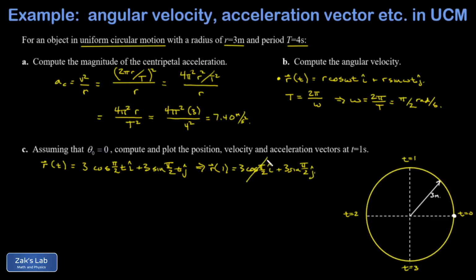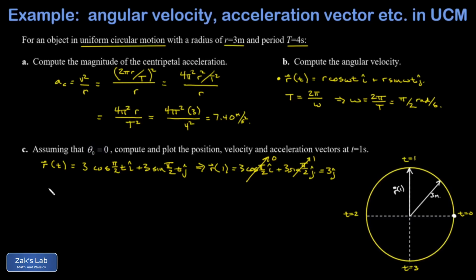But the cosine of pi over 2 is 0, and the sine of pi over 2 is just 1. So I end up with a position vector of 3 j hat, which makes a heck of a lot of sense because the object is located at the top of the circle and the position vector points from the origin to the location of the object, so it has a length of 3 and points straight up.